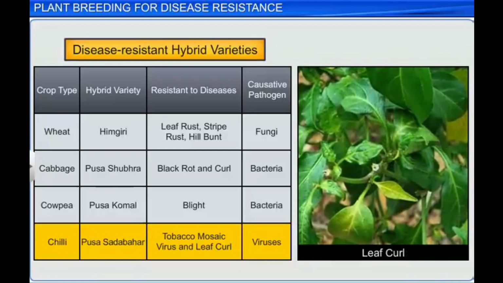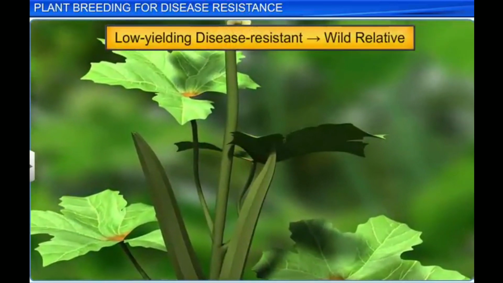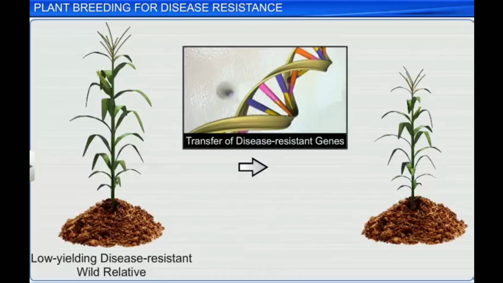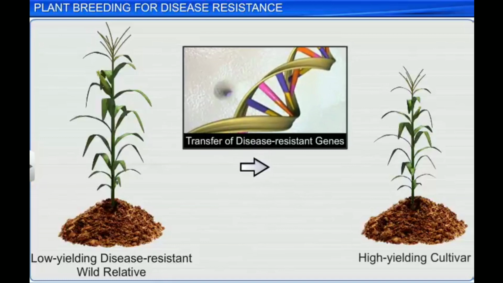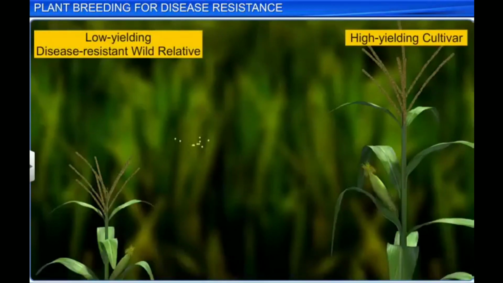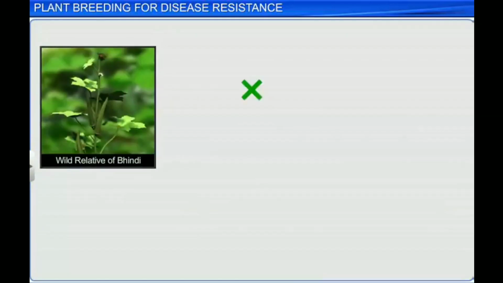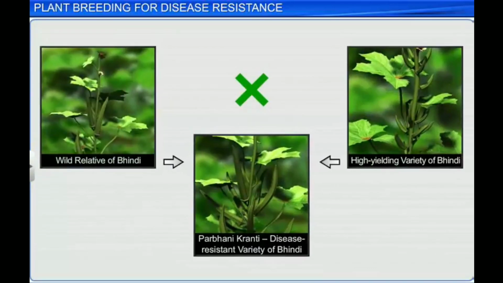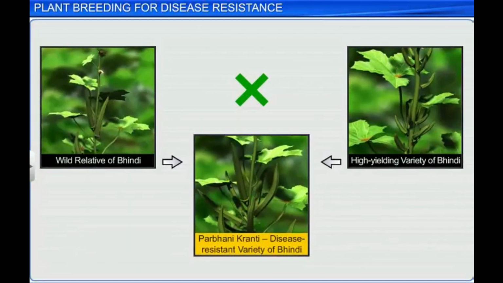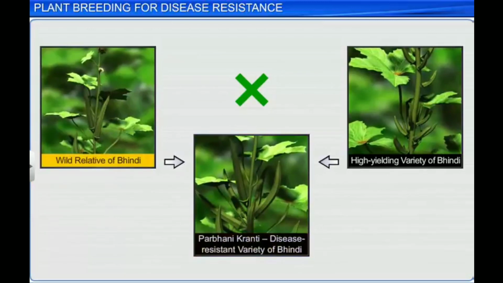The only drawback of the disease resistant wild relatives is that they are low yielding. So, the disease resistant genes from these wild relatives need to be transferred to high yielding cultivars. As the disease resistant genes are available in the same crop species, the transfer of disease resistant genes between the crops is done by sexual hybridization. For example, the yellow mosaic virus resistant variety of bhindi, Abelmoschus esculentus, is grown by the transfer of disease resistant genes from its wild relatives.